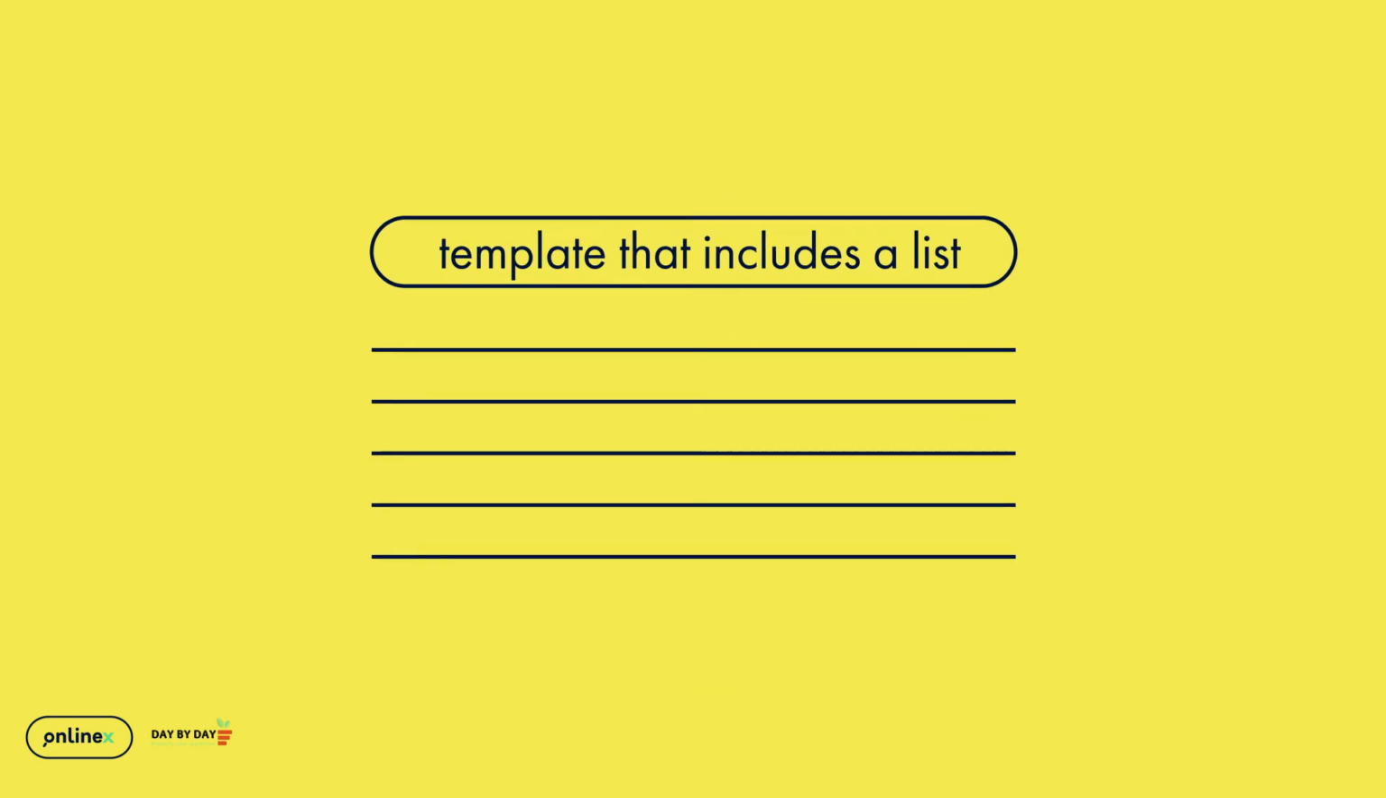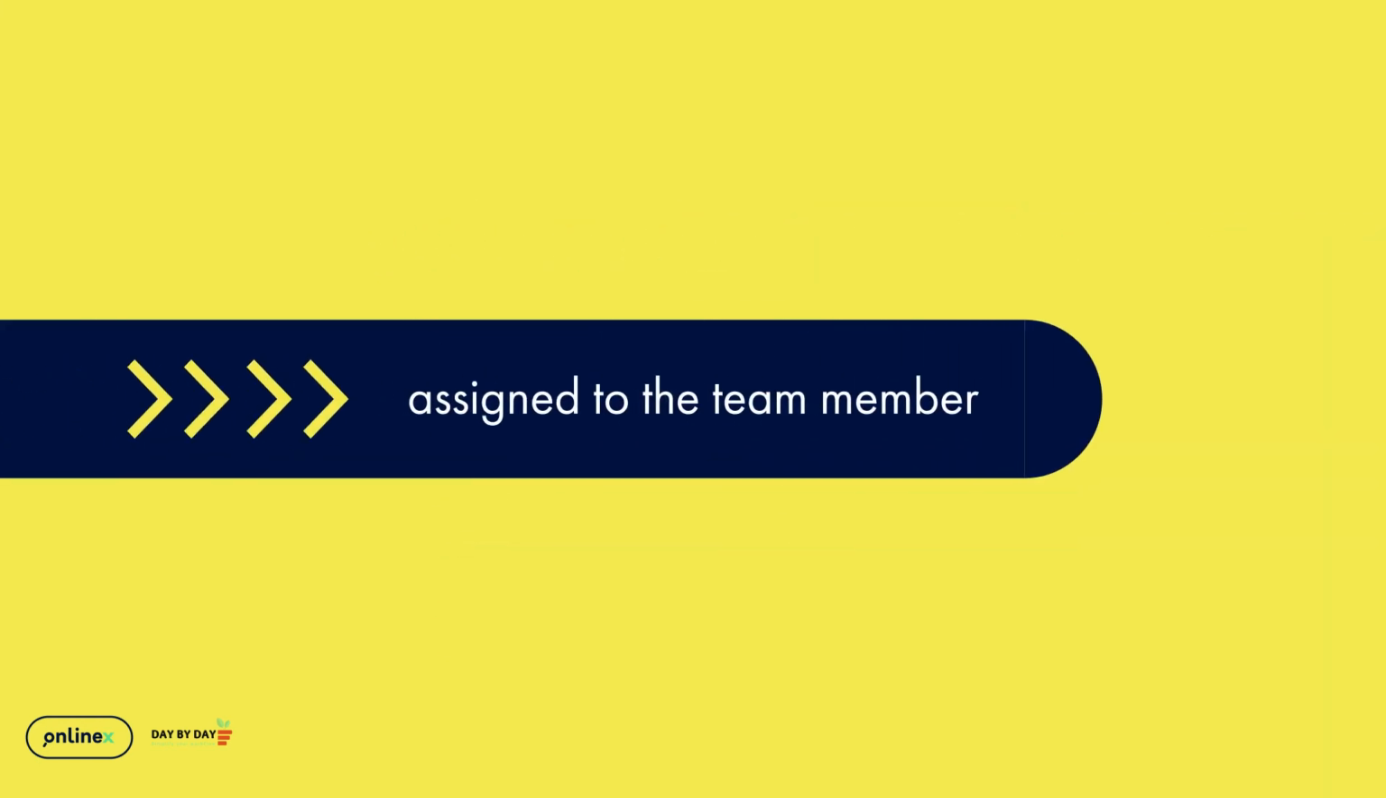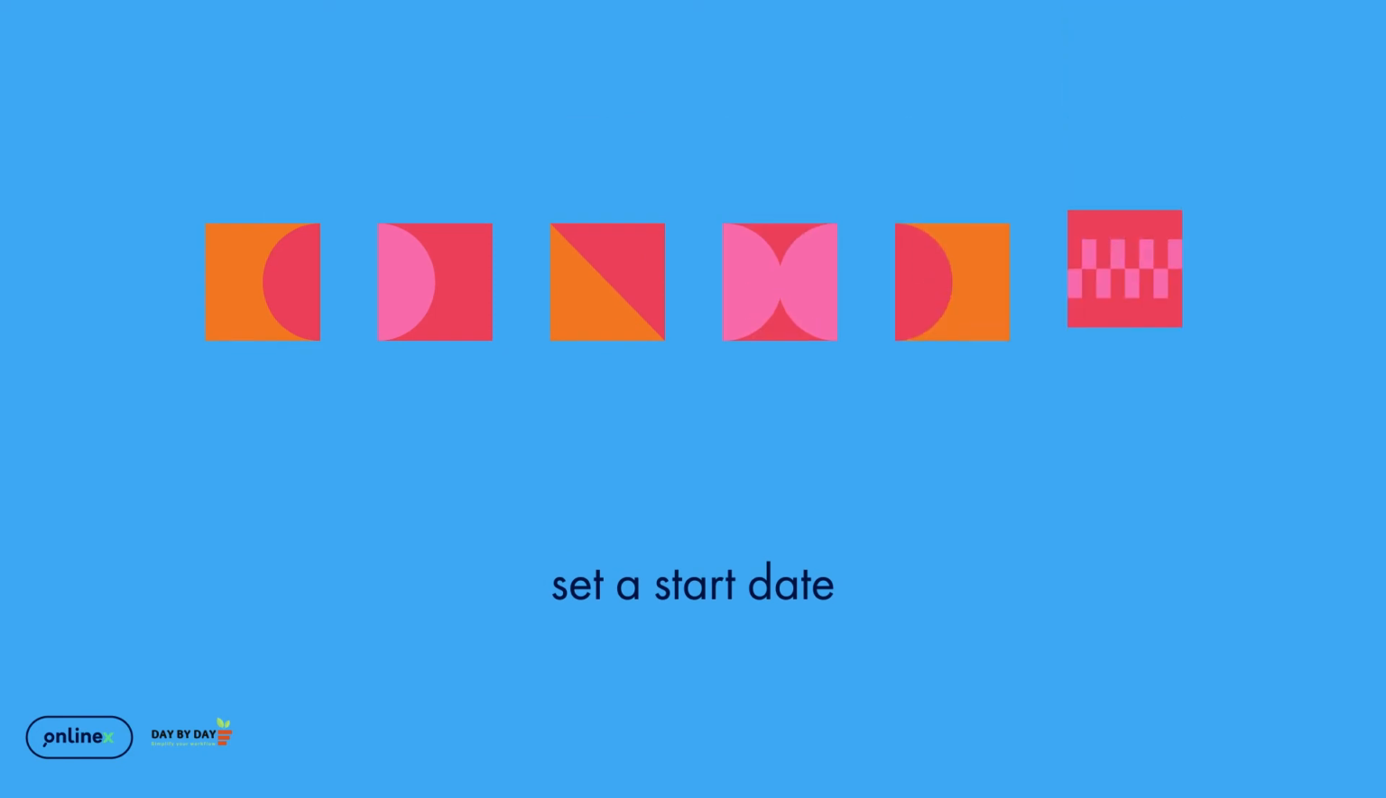When onboarding a client, for example, we'll have a template that includes a list of all the tasks we need to follow. Each task will be assigned to the team member responsible. And in many project management tools, once you create the project from the template, you can set a start date and all the other dates will fall into place.